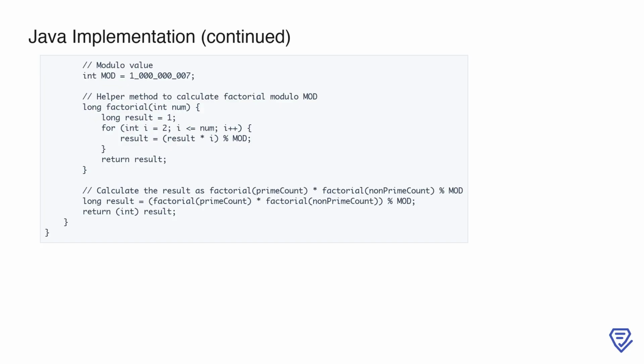With this method ready, we calculate the final result by multiplying the factorial of prime count with the factorial of non-prime count, again taking modulo mod to keep the value within bounds. Finally, we return the result as an integer. This approach ensures efficiency and correctness, even for larger values of n, by leveraging modular arithmetic.